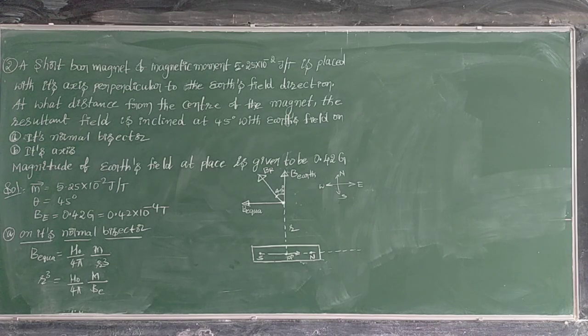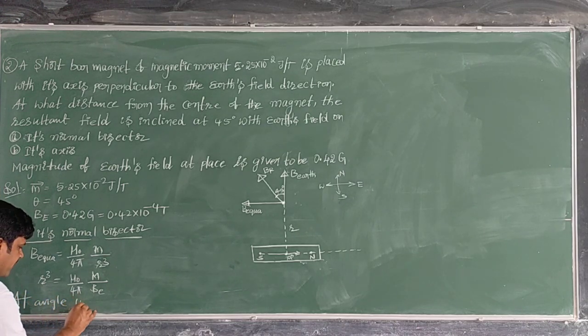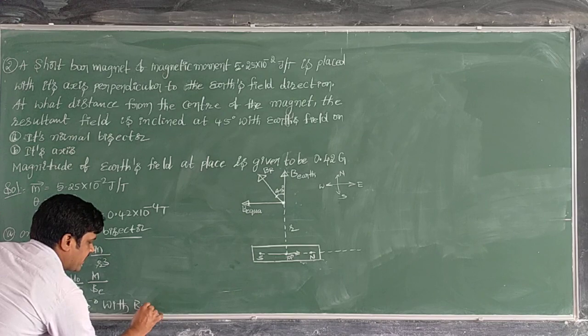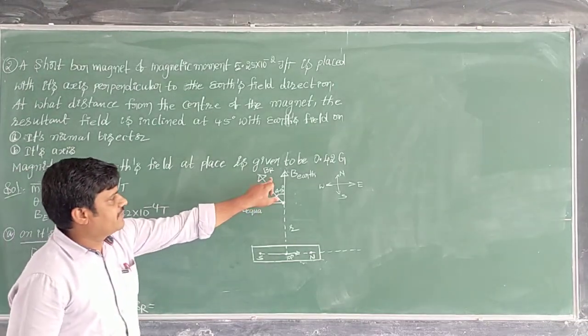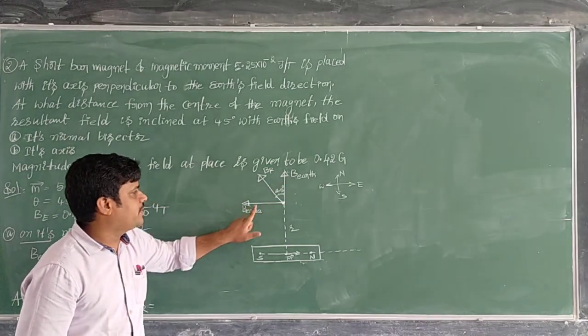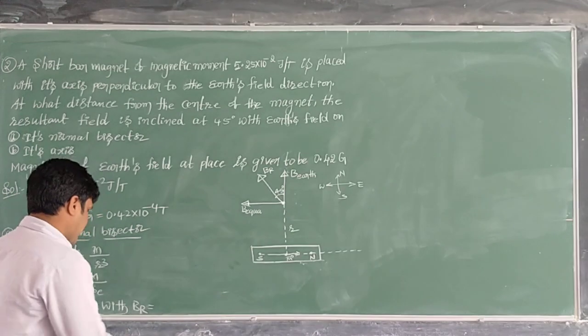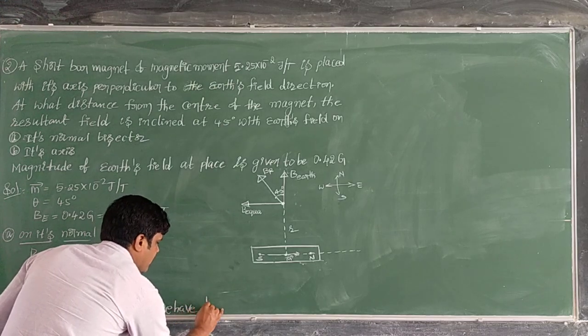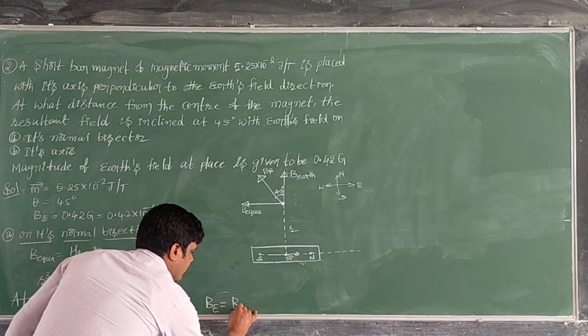Here, at an angle of 45 degrees, the resultant magnetic field with the Earth's field. At 45 degrees, the Earth's magnetic field is equivalent to the magnetic field of the equatorial line. So what we can write is that the Earth's magnetic field is equal to the equatorial line field.